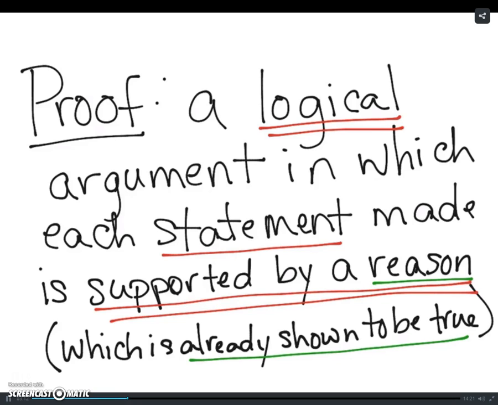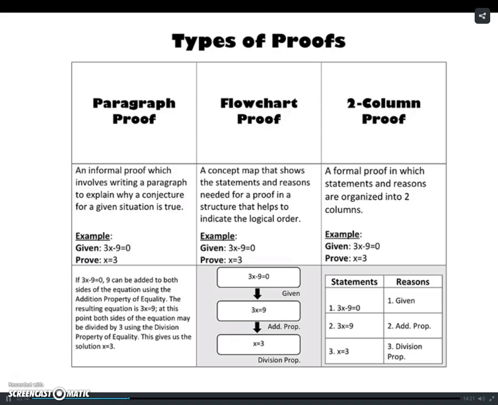Okay? So we're going to talk about some different types of proofs. And so these are our types. And we're going to go through them one at a time. So first, let's look at a paragraph proof. And the key here on this one is the word paragraph. This one is in 2-5. And a paragraph proof is an informal proof, which involves writing a paragraph to explain why a conjecture for a given situation is true.